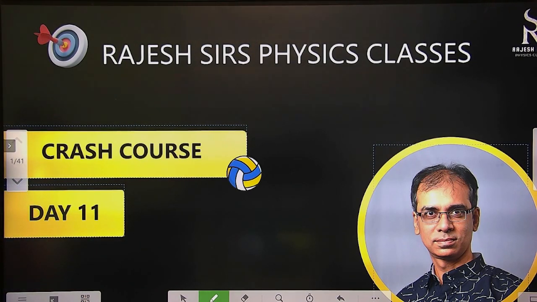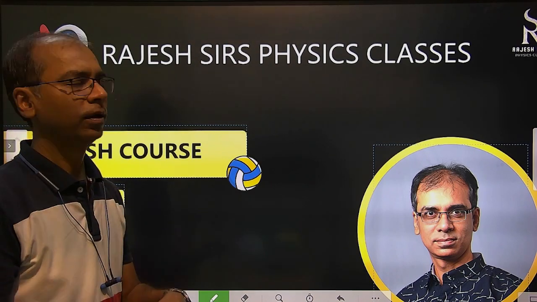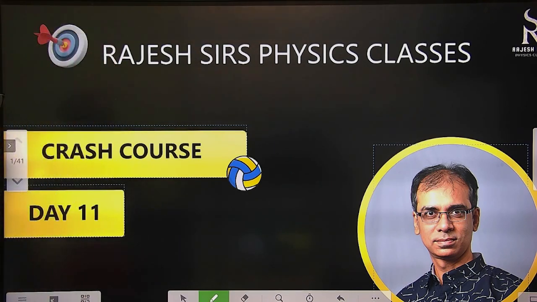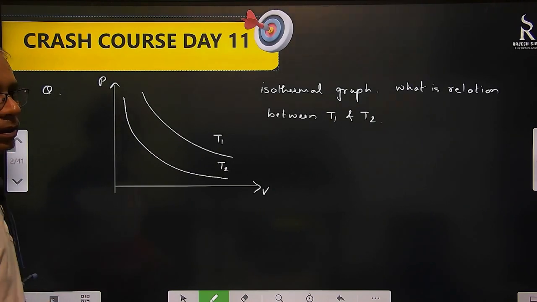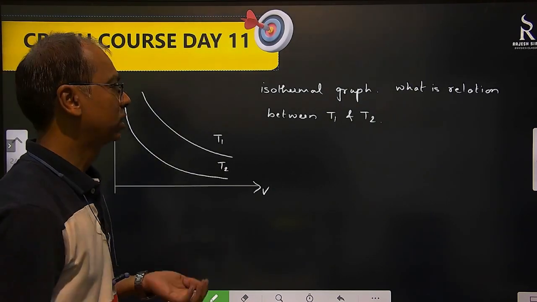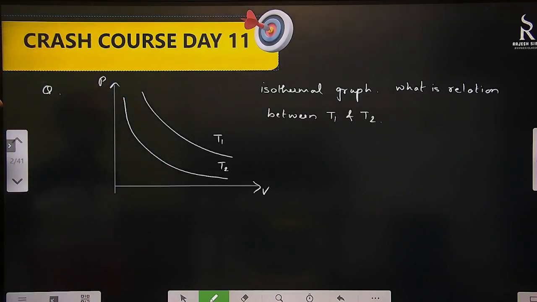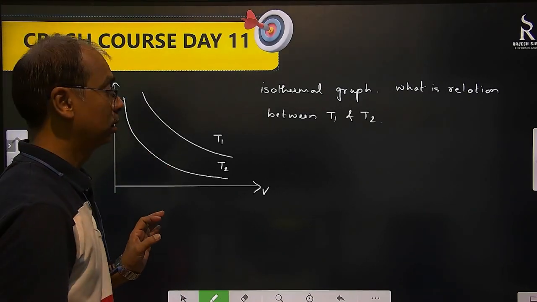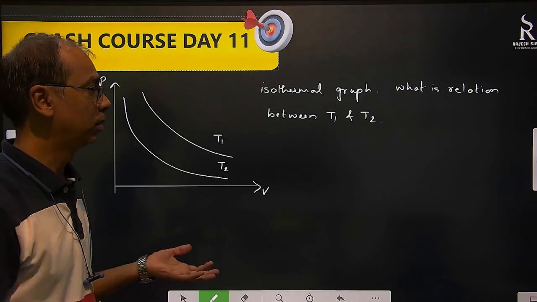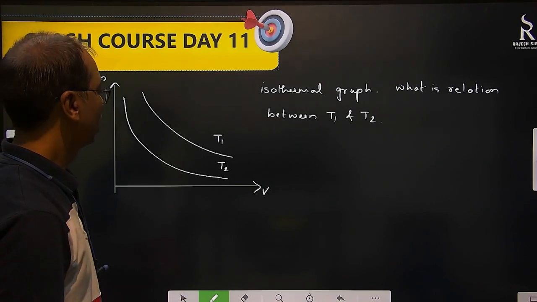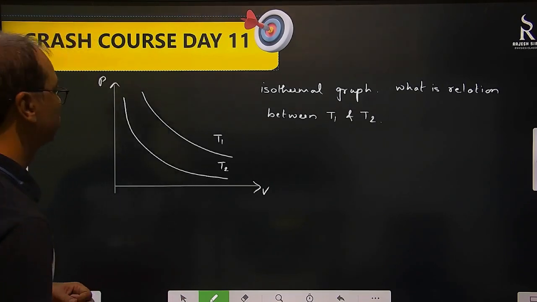Yes, students. So let's start day 11, and it is actually a mixture of thermodynamics and kinetic theory of gases. All right, so let's start then. Yesterday we were talking about graphs, so we are continuing with that only. The simple questions which are very common, you can find them in all the question papers, and thermodynamics being one of the most important chapters. So I thought that okay, every graph possible we will take.